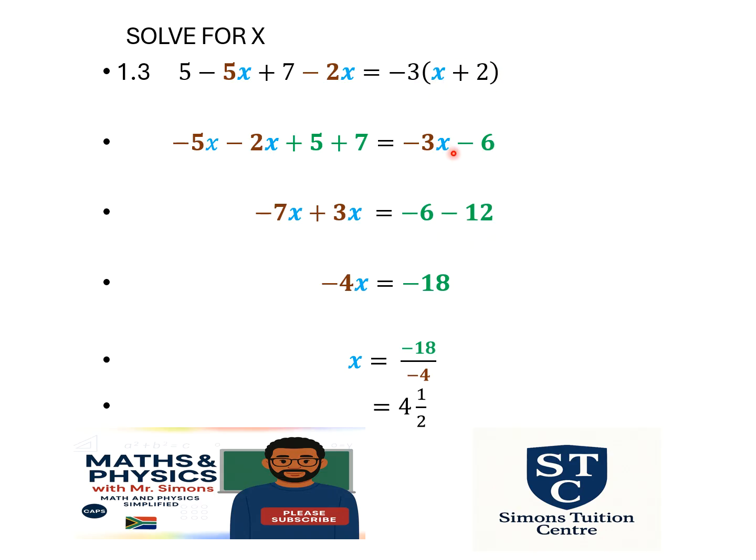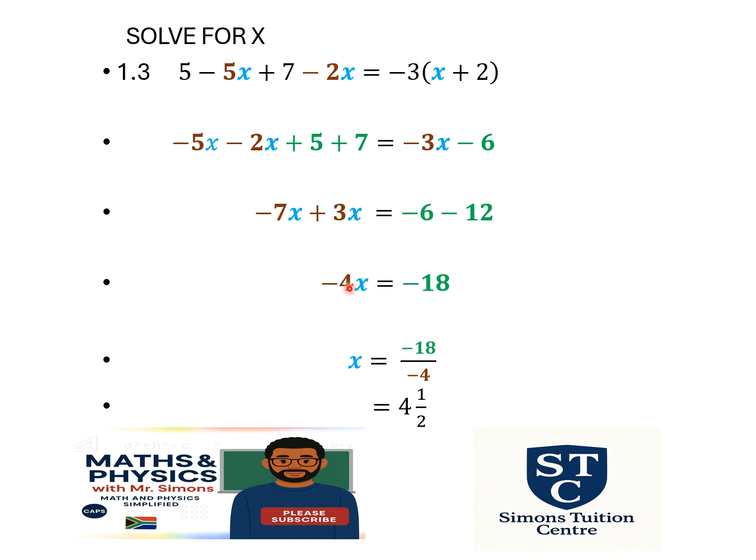Right, take my x over, so minus 5x minus 2x gives me minus 7x. We take minus 3x and we take it over, that becomes plus 3x. So now I have minus 7x plus 3x. Left with minus 6 there. 5 plus 7 would give me 12. If I take positive 12 over, it becomes negative 12. So minus 7x plus 3x would give me minus 4x. Minus 6 minus 12 would give me minus 18.